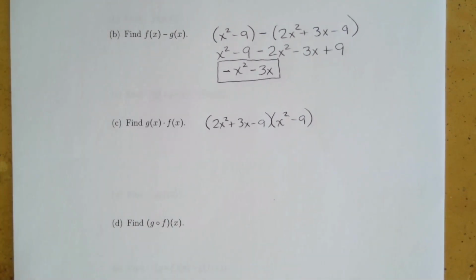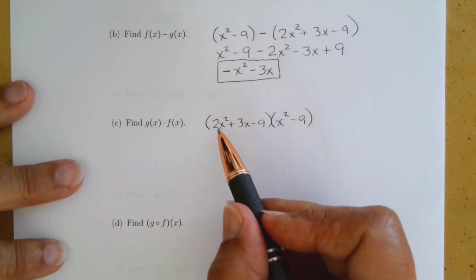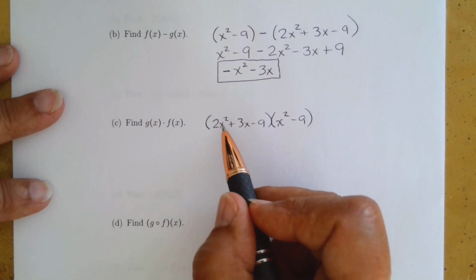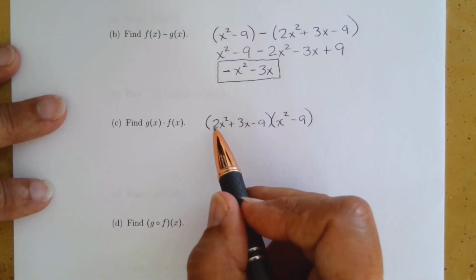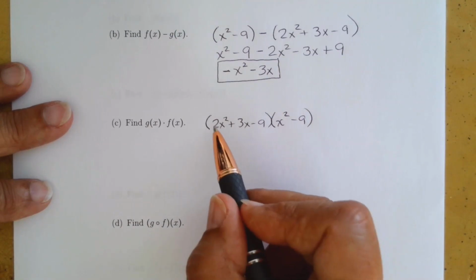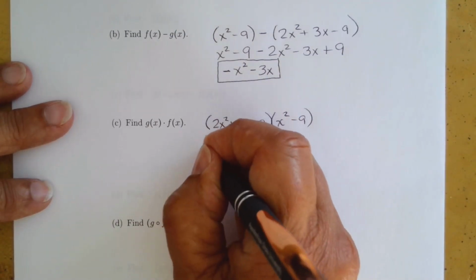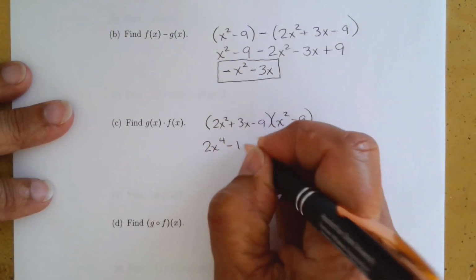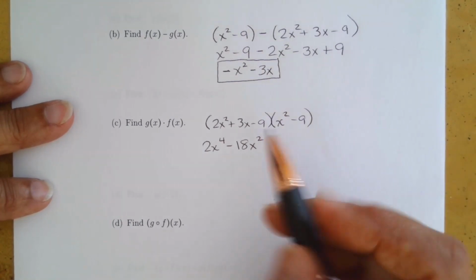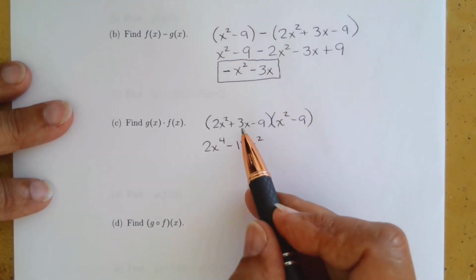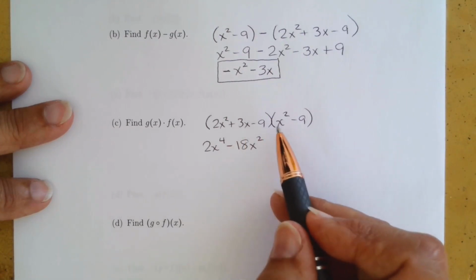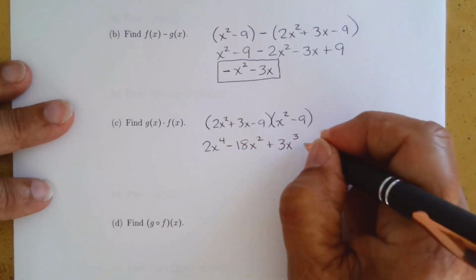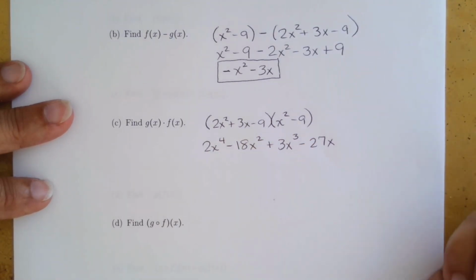Now when you're multiplying polynomials, remember, you've got to multiply everything in the first parentheses times everything in the second parentheses. So I'm going to multiply 2x squared times x squared, and then 2x squared times negative 9. So 2x squared times x squared is 2x to the 4th, and 2x squared times negative 9 is negative 18x squared. Now I'm going to multiply 3x times x squared and 3x times negative 9. So 3x times x squared is 3x cubed. 3x times negative 9 is negative 27x.